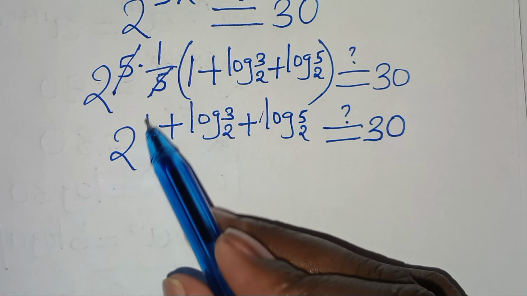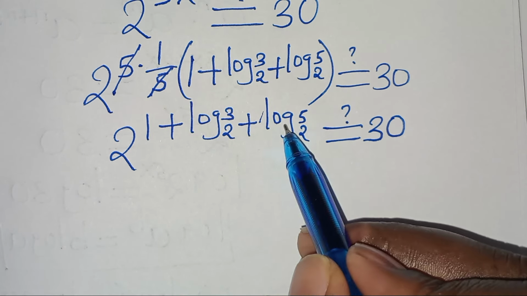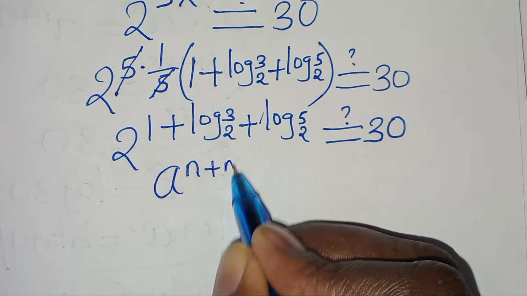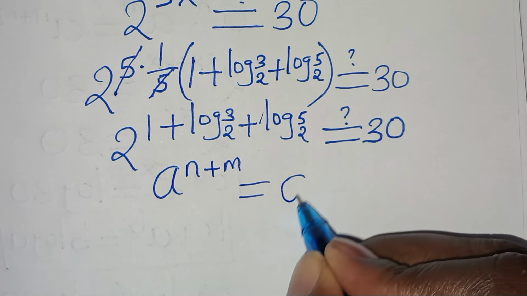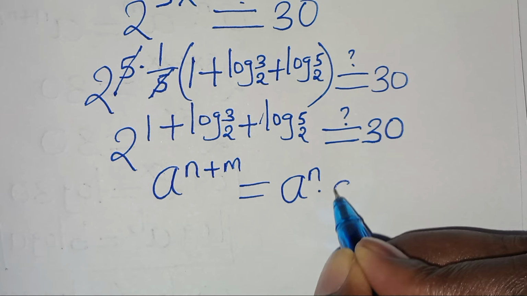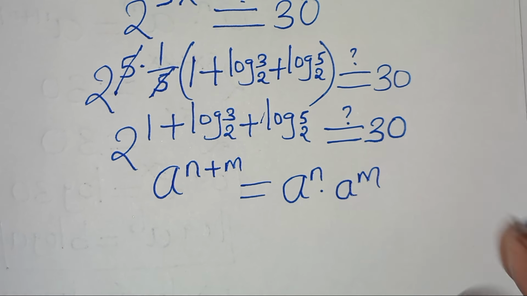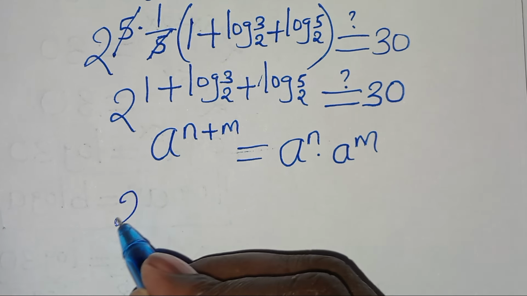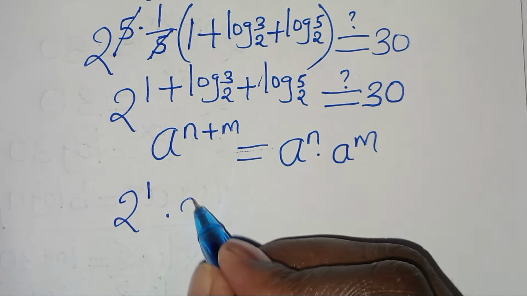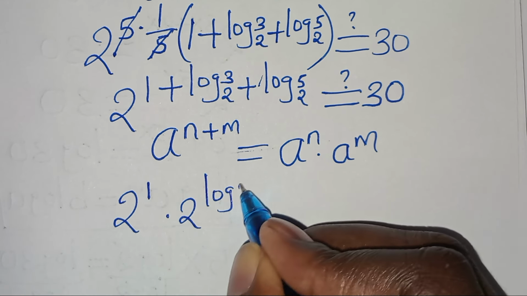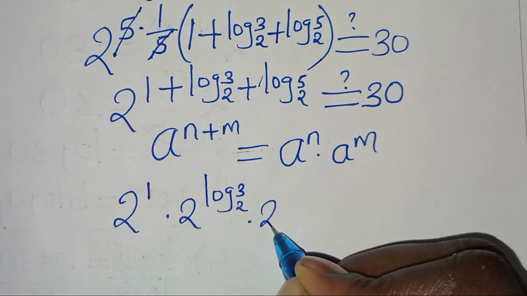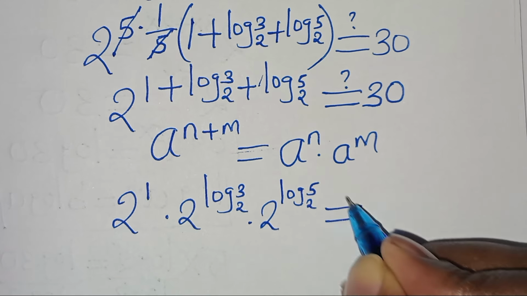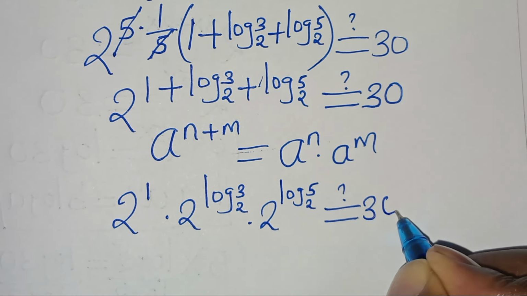The next step is that 2 to the power of 1 plus log 3 to base 2 plus log 5 to base 2. This is in the form of a to the power of n plus m, which can be expressed as a to the power of n multiplied by a to the power of m. So applying this property, then we have 2 to the power of 1 times 2 to the power of log 3 to base 2 times 2 to the power of log 5 to base 2. This should give us a value of 30.